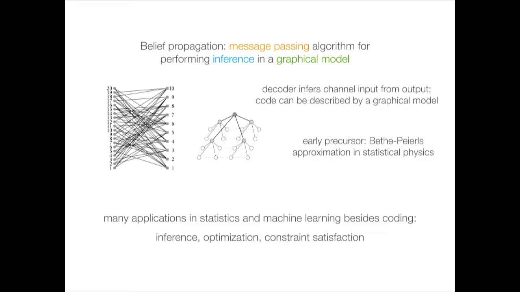Like I said, it has very wide application. Actually, an early precursor is the Bethe-Peierls approximation in statistical physics, and it can go beyond inference. It's also useful for optimization and constraint satisfaction. So it's a big tool in statistics and machine learning.